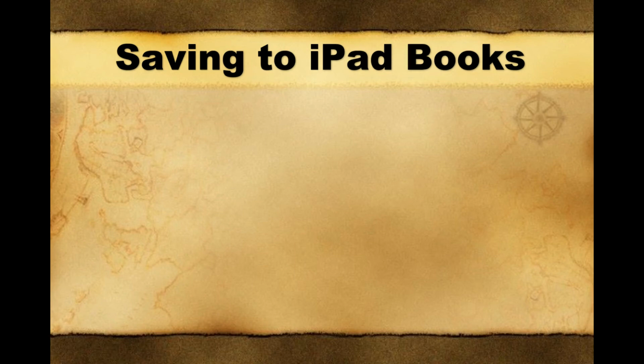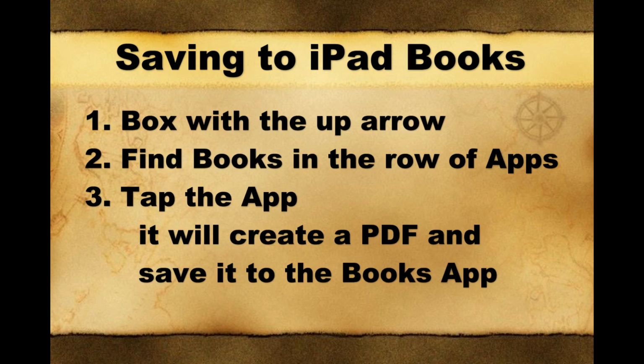Now let's learn how to save the rules to an iPad so we don't have to look it up on the internet each time. So after you look up the rules on a browser on your iPad, you want to look for the icon that is a box with an arrow pointing upward out of it. That's kind of the magic box where you get to do lots of things. So click on that, and then there's a row with apps. You're going to find the Books app, and then just tap on that, and it will automatically create a PDF and save it to the Books app.